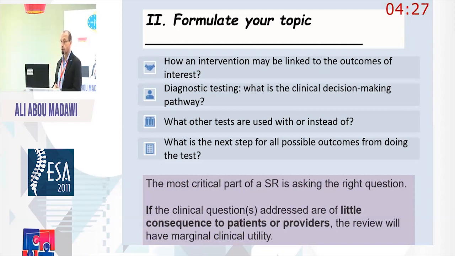The most critical part of systematic review is asking the right questions through the specific topic. If the clinical questions addressed are of little consequence to the patient or to the providers, the review will have marginal clinical utility. So have good questions to make it more interesting for the patient and for the doctors as well. Then determine if this review is registered or not.